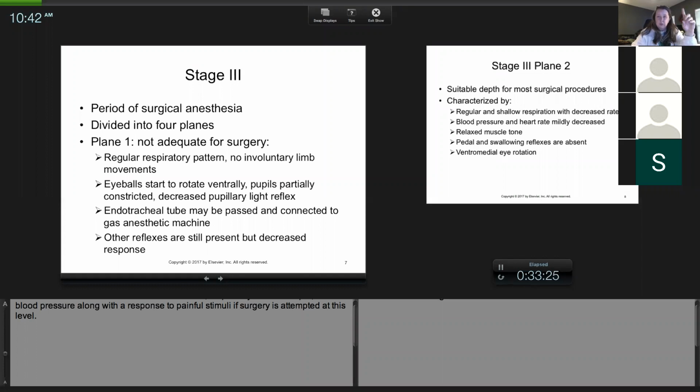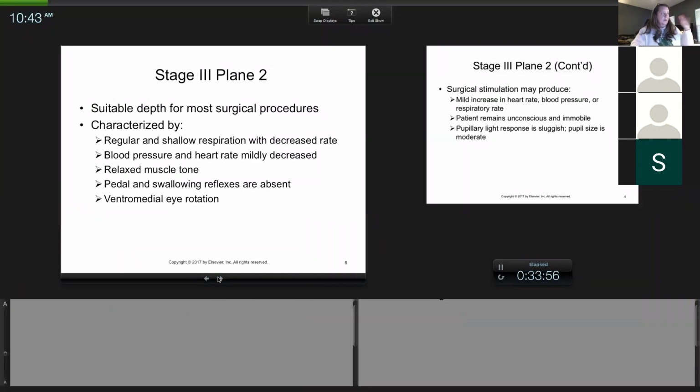Now, stage 3 plane 1, they're going to have a blink, but it should be diminished. They're going to have some jaw tone. It's going to be diminished. I don't necessarily want them to have a swallow reflex because I have to put their tube in. If they're swallowing, I can't put my tube in. So you start to lose swallow and laryngeal first, then you're going to start to lose blink and jaw tone. Okay, so this is very not adequate for surgery. This is where you want to live for surgery. Stage 3 plane 2 is surgical anesthesia.